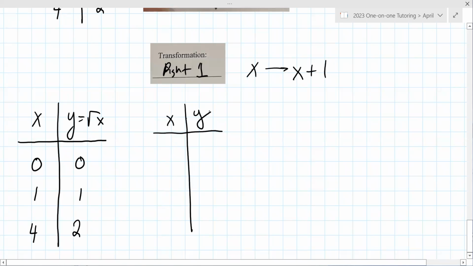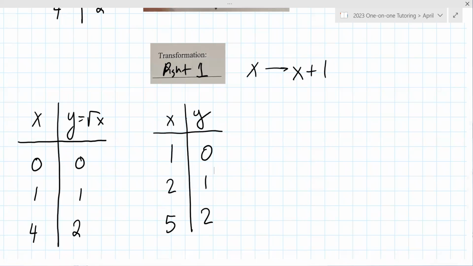Yep. So, 0 plus 1 is 1. 1 plus 1 is 2. 4 plus 1 is 5. Okay, you're going to keep the Y values the same. Yep, and then the Y's. All right, so I want you to graph this one for us, please. Okay, yeah.